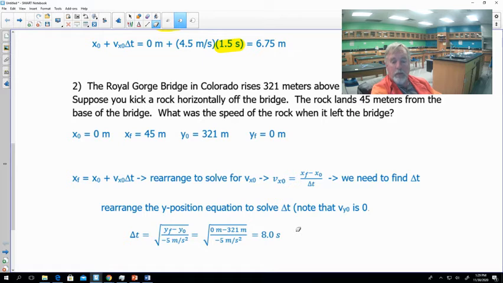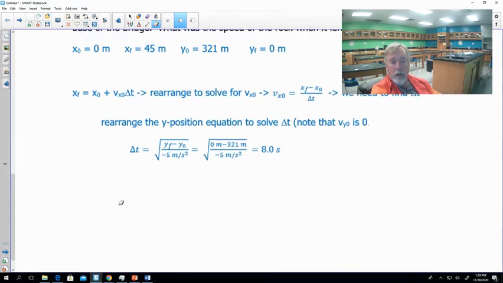So if we want to go back now, this problem asks us something a little bit differently from the previous problem. We know our time is 8 seconds. We're trying to find our velocity of x0. Let's look at our equation up here. Now we've got to plug things into the equation that we had here. So vx0 is equal to xf minus x0 over delta t. We knew the 45 meters and 0 meters. We just calculated the delta t being 8 seconds. And we see that our speed must have been 5.6 meters per second when we kicked it off the bridge.